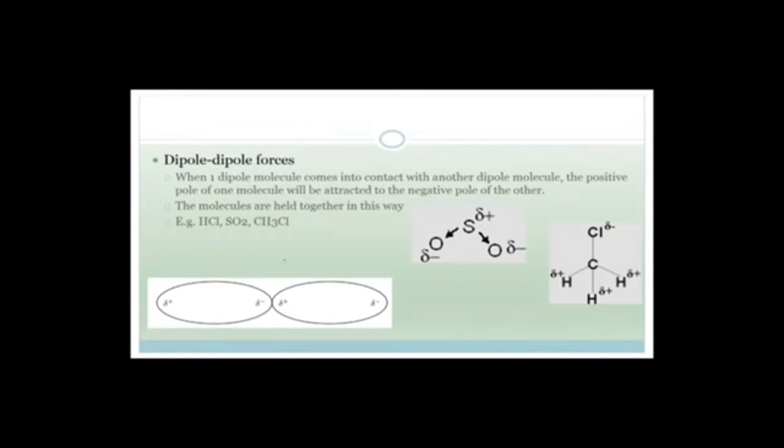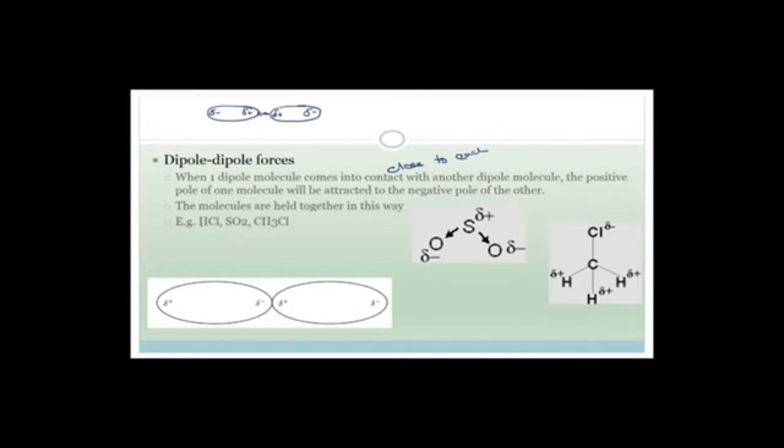This is when we have two dipoles, okay? And when they come into contact with each other, or just come close to each other, they don't actually have to be in contact, okay? The pole of one molecule is going to be attracted to the pole of the other. In other words, the positive pole, but this only works if they're oppositely charged. If this was slightly negative and this is slightly positive, and this here is slightly positive and this is slightly negative, then obviously they're going to repel each other. They're not going to attract each other, okay? Okay, but if they are oriented in the correct direction, then what will happen is that they'll be held together in this way, which results, interestingly enough, in lower melting points and lower boiling points, okay?